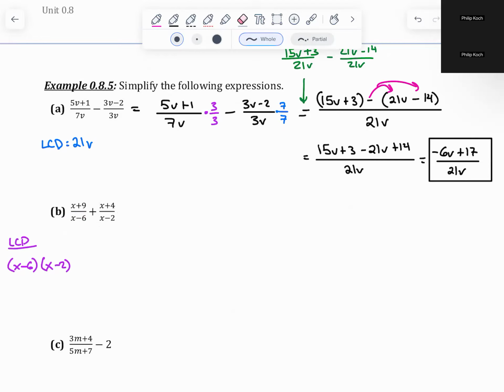So now that we know what the LCD is, I'd like you guys to start working on simplifying this, knowing that you're going to have to do some multiplication. You're going to have to do some foiling. So I'll pause the recording. People watching the recording, you should do it right now. Pause the recording and do it.